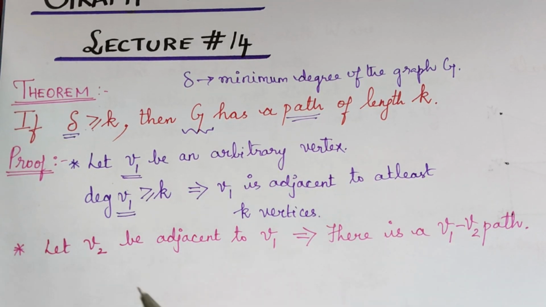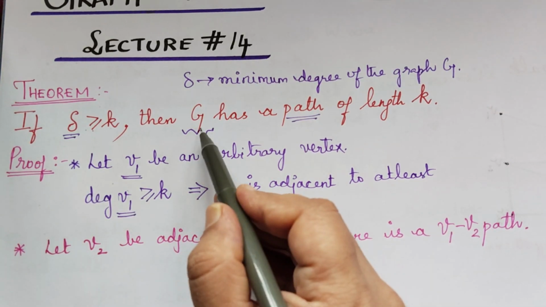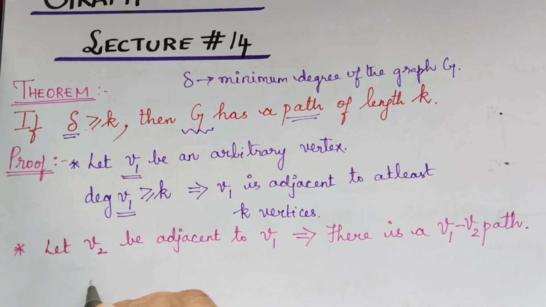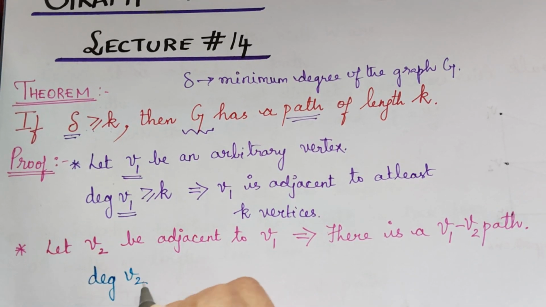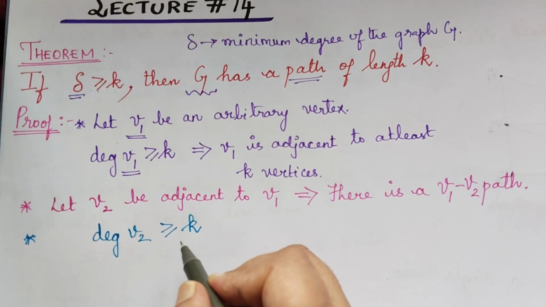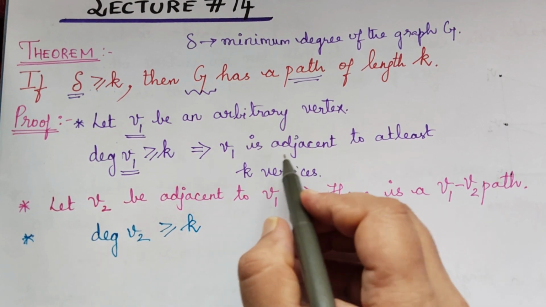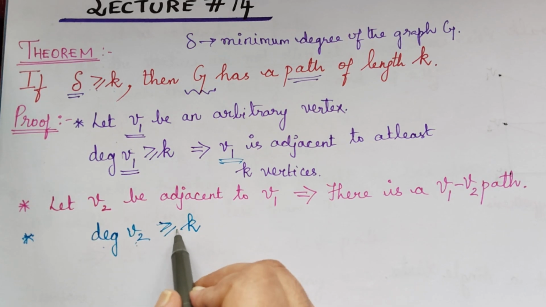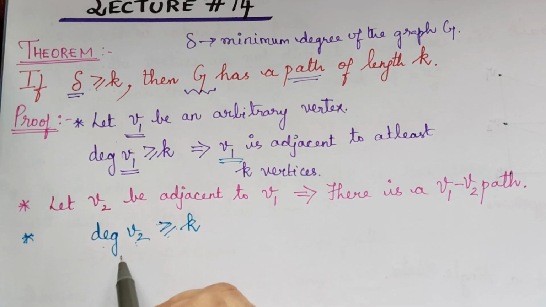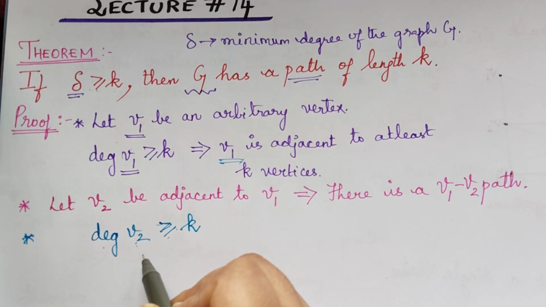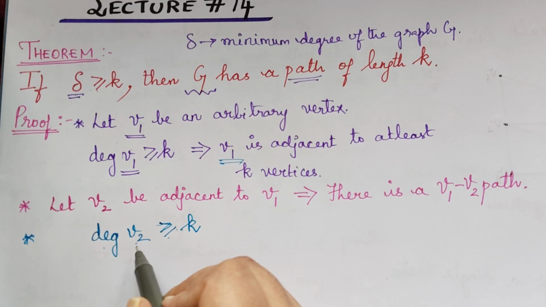After this, since V2 is a vertex of G, again its degree will be either k or greater than or equal to k. So the degree of V2 will be greater than or equal to k. What does this imply? V2 is adjacent to at least k vertices. Similarly to what we did for V1, since the degree of V2 is greater than or equal to k, it can have k vertices minimally adjacent to it, or it can be more than k also, but minimally it will have k vertices adjacent to it.